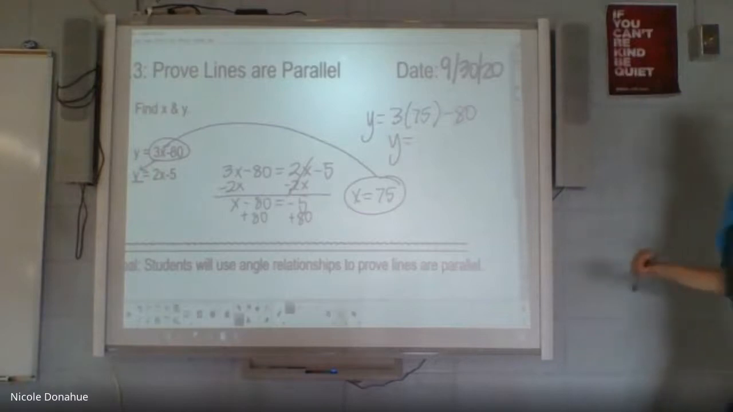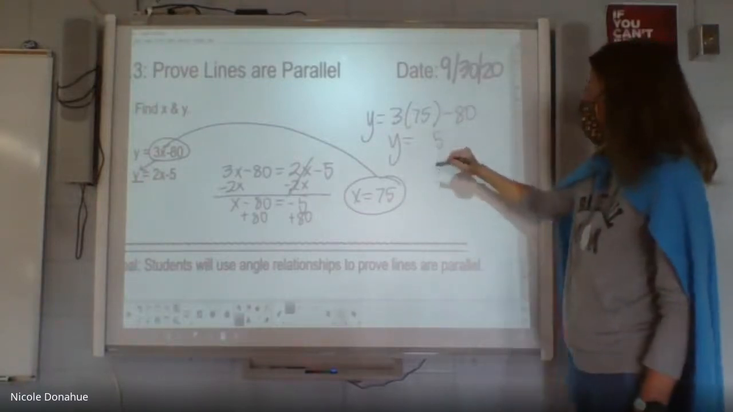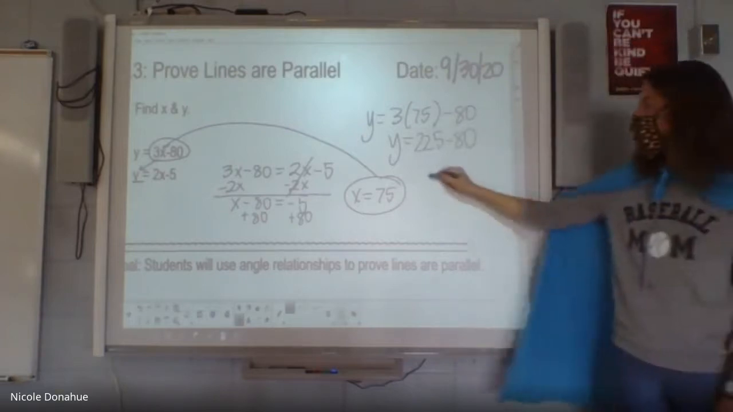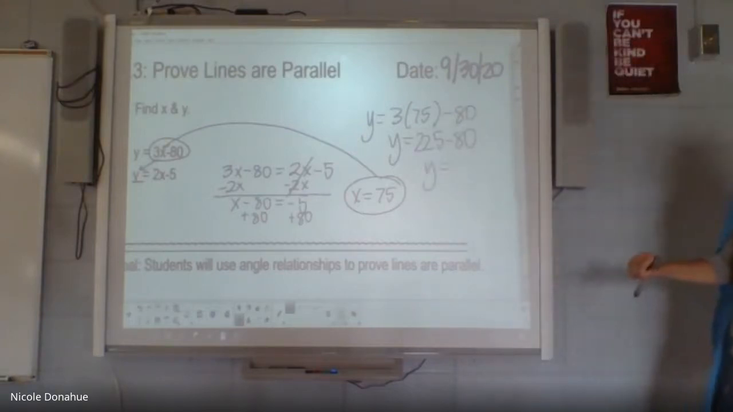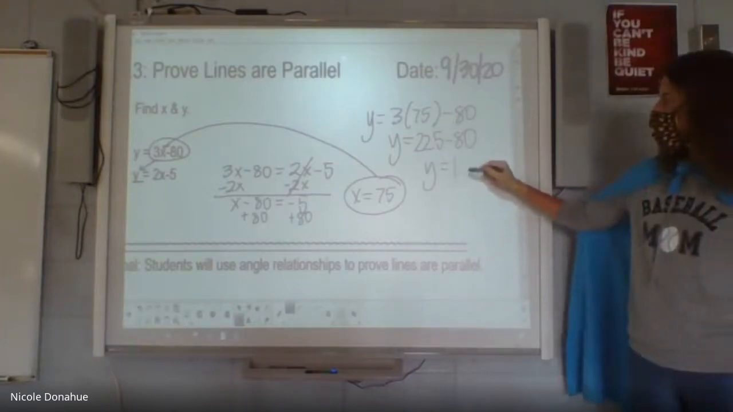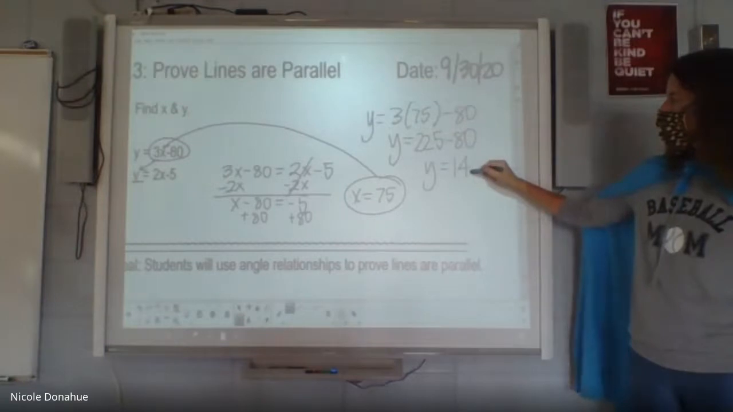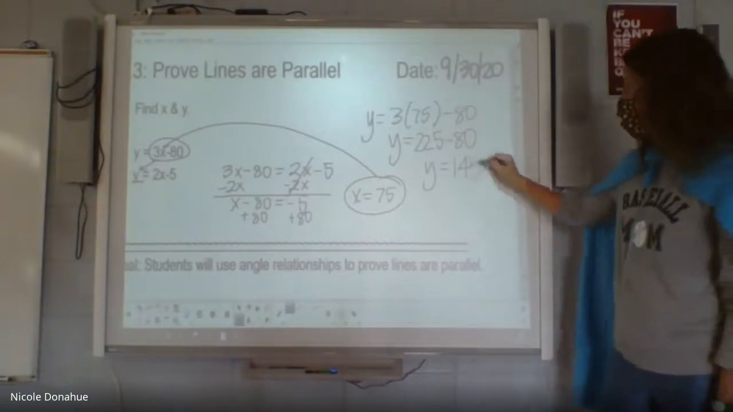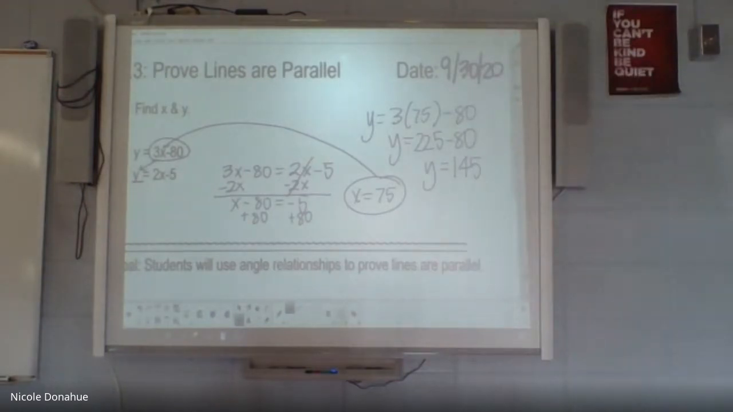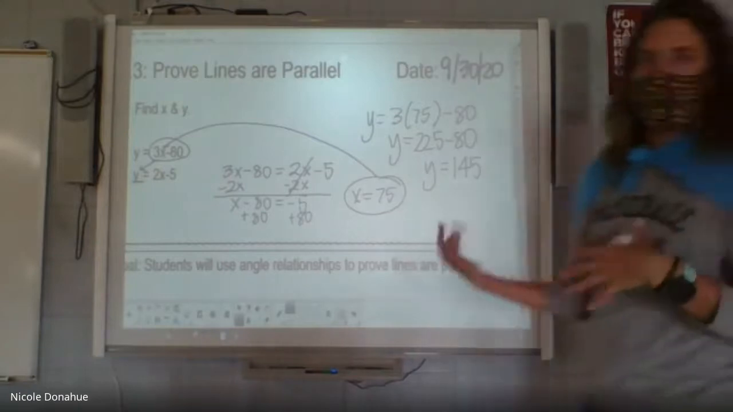What's 75 times 3? 225. And then what does our y end up being? 145 or 135? 141. Okay, thank you. Oh yeah. So these have been really hard numbers to come up with just by guessing and checking. So hopefully you have some sort of method to get to that answer.